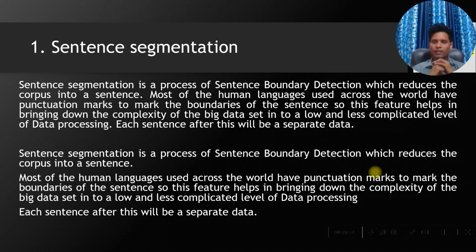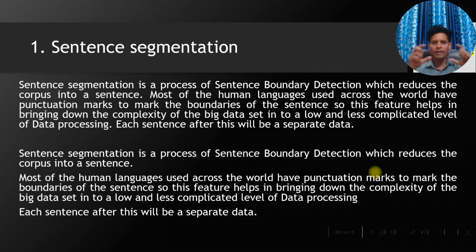So the very first process is sentence segmentation. If you have a paragraph, just divide it so that each and every sentence is a document. Sentence segmentation is a process of sentence boundary detection, which reduces the corpus into sentences. What is corpus? Corpus is basically the number of documents. All documents together are called corpus.